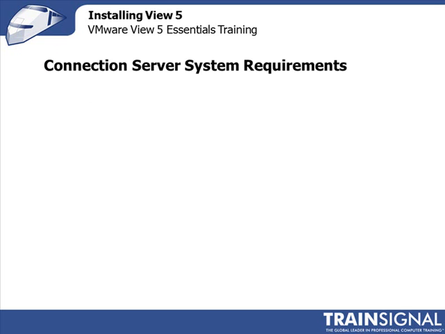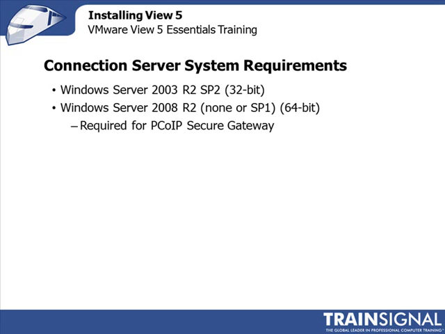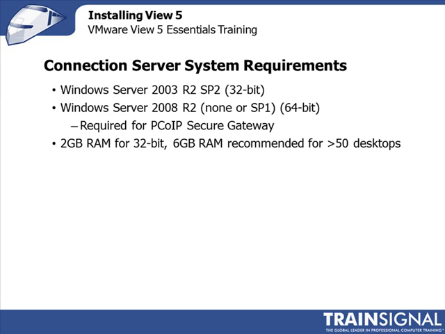So let's take a look at connection server system requirements. With the connection server, you can run with Windows Server 2003 R2 in 32-bit, or Windows Server 2008 R2 in 64-bit mode, and this mode is actually what's required in order for a security server to be able to have the PC over IP secure gateway. So typically, for most clients, I usually recommend Windows 2008 R2 as the default operating system.